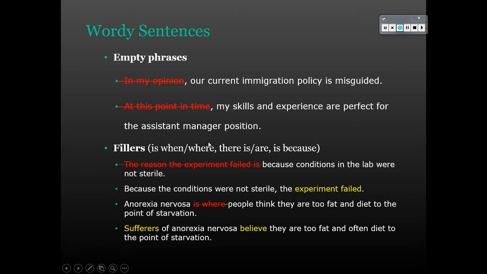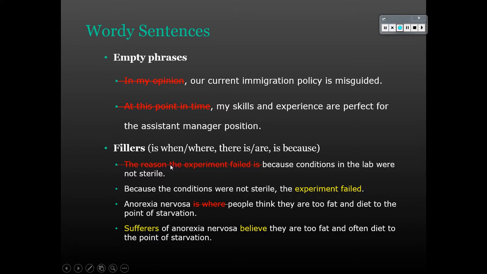Fillers are "is when," "is where," "there is," "there are," and "is because." These are empty fillers. They add nothing to the sentence. And when we were talking about sentence structure, I think it was subject-verb agreement, we went over one of the subject-verb agreement rules. There is or are, and here is or are. There and here in that case is not even a subject. It's called an expletive. Remember, the subject was bumped to a place behind the verb. This is very weak sentence construction. All right, it should not be used.